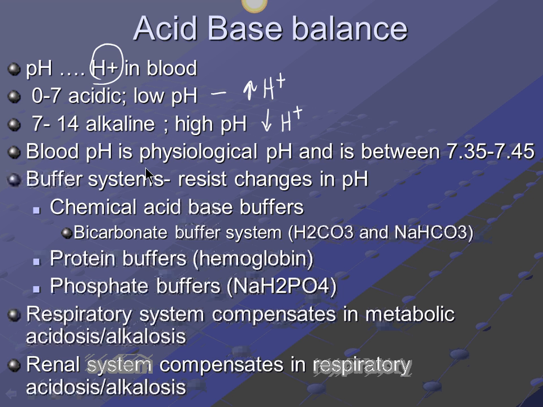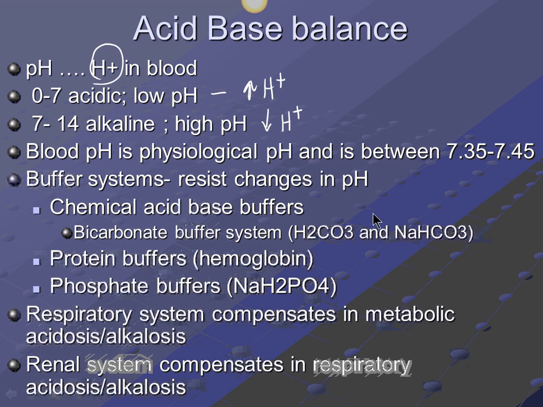So we say this is the physiological pH, because this is the optimal pH at which all body functions occur. So we say blood pH is alkaline. It's a little bit more than just 7. That is because that's the optimal level at which all body functions occur.